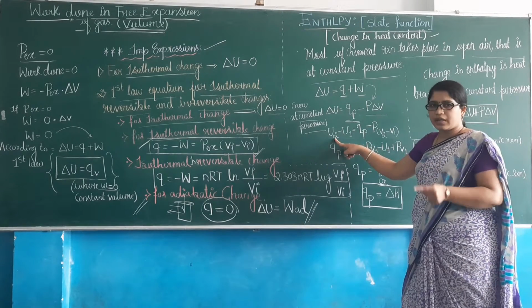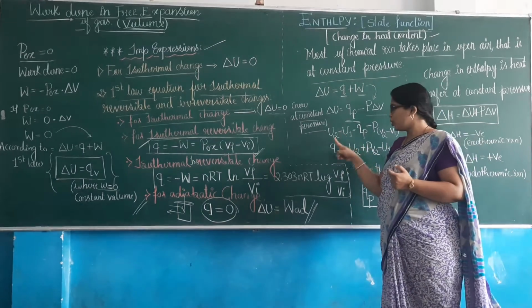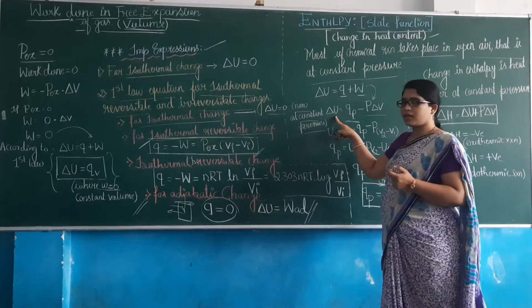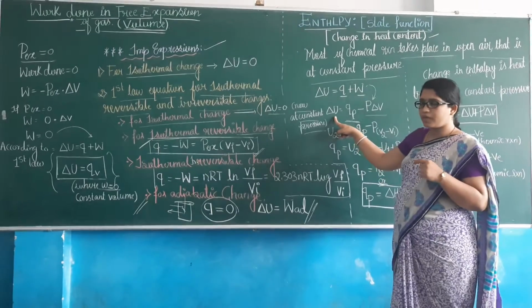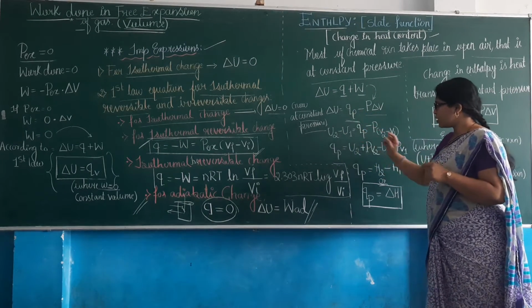Final value of internal energy minus initial value of internal energy, we write this as U2 minus U1. Initially, in the first session, we have discussed this. Then it will be represented as QP. QP as it is we have written.